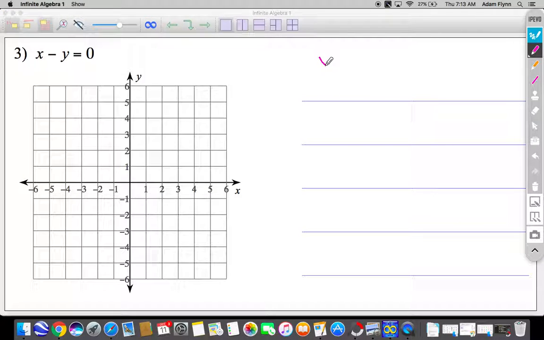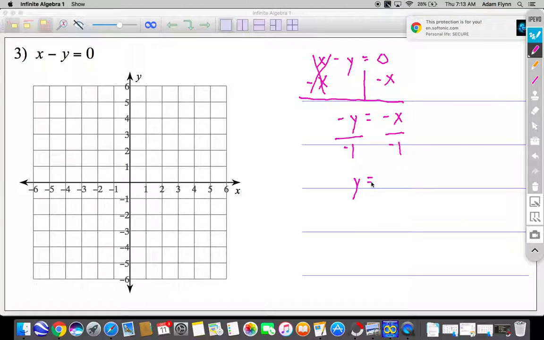This one, x minus y equals 0. So I'll do the same exact thing. I'll subtract x from both sides. So x minus x cancels. So we're left with negative y equals negative x. To get the y by itself, I need to get rid of that negative sign, so I'll divide both sides by negative 1. So I end up getting positive y equals positive x.